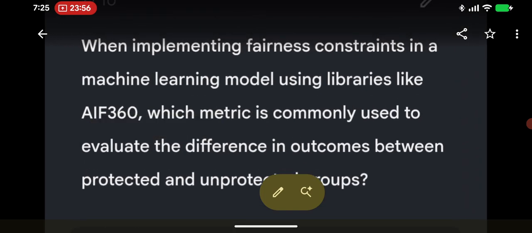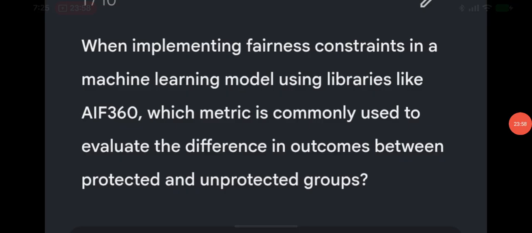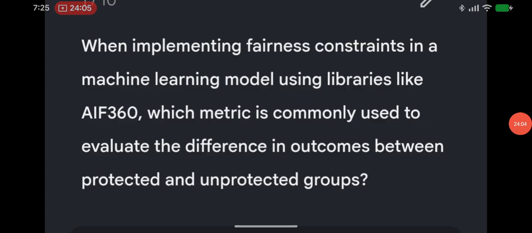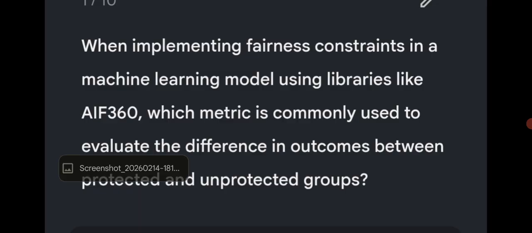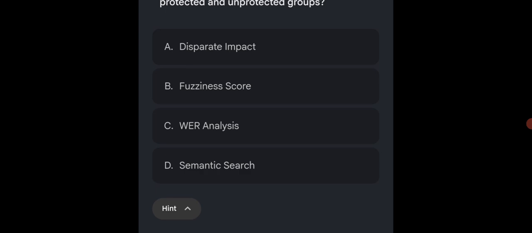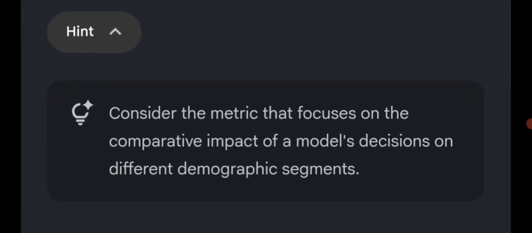Please pause wherever required and see the expected answers and the hints. I will just run through and read the questions only. When implementing fairness constraints in a machine learning model using libraries like AIF 360, which metric is commonly used to evaluate the differences in outcome between protected and unprotected groups? Here are the options and here is the hint.